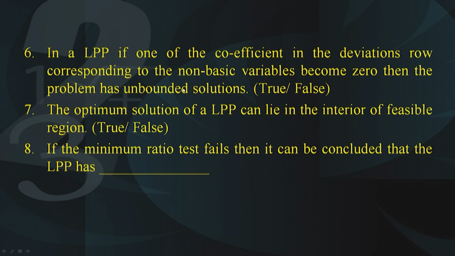Next, the eighth question, if the minimum ratio test fails, then it can be concluded that the LPP has dash. Again, the answer will come if you remember all the conditions that are required for the various cases that we have discussed.